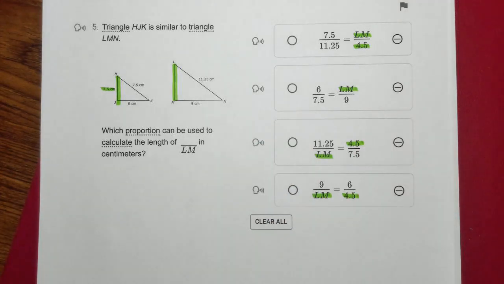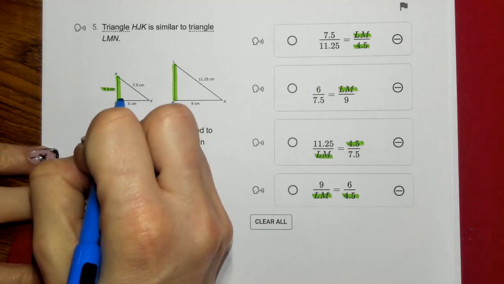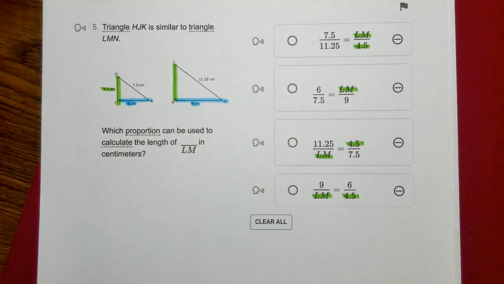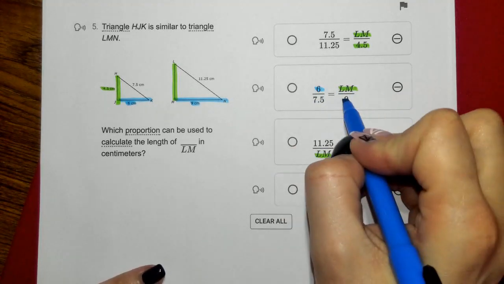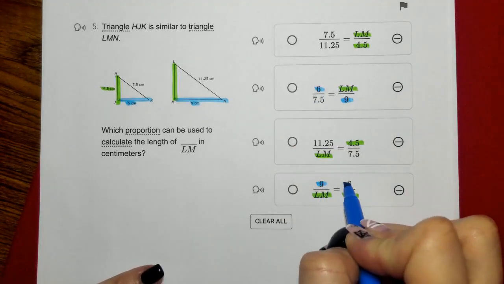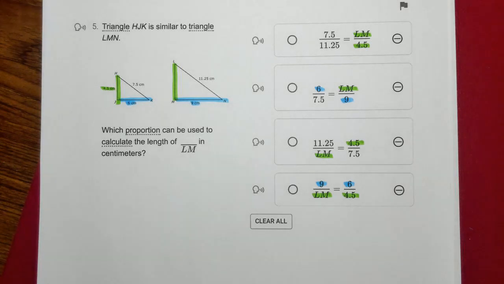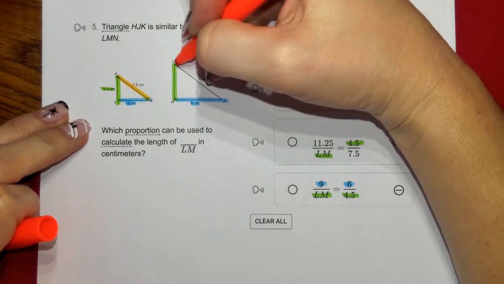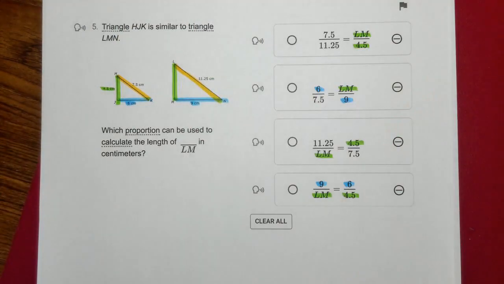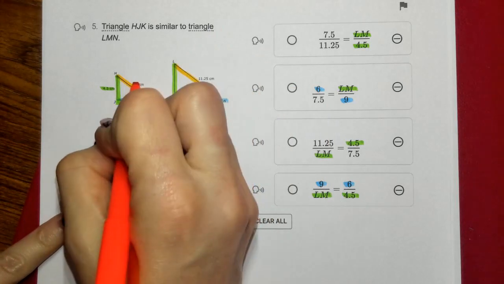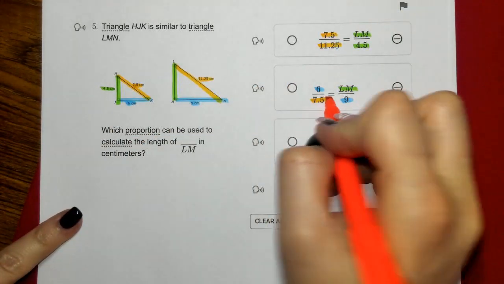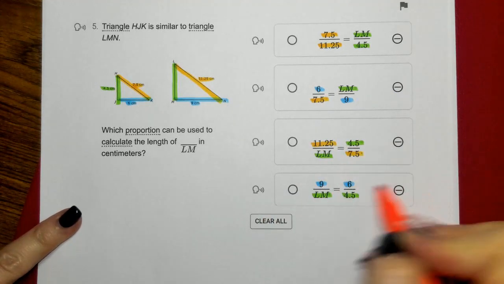Okay, I'm going to change colors, and now I'm going to do JK and MN, which are 9 and 6. So now I'm looking for anywhere I have the number 9 or the number 6. And then for my last corresponding sides, I'm going to use a third color, and they are 7.5 and 11.25.